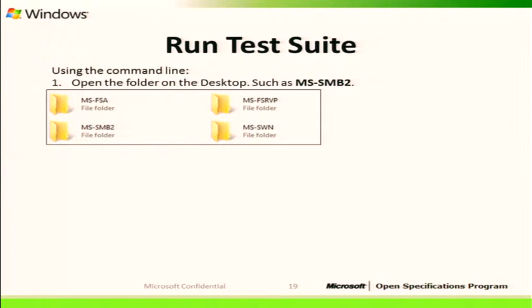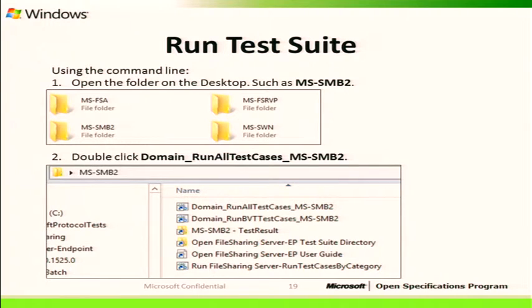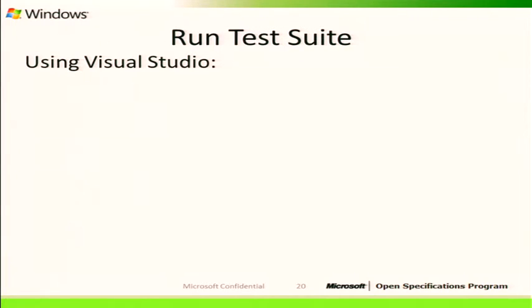To run the test suite in the environment, we could open the folder on the desktop. For example, open the ms-smb2 folder and just click the batch file, and the test case will be executed. We also have the option to run the test case from Visual Studio. It could be more flexible if you want to run several specific test cases.